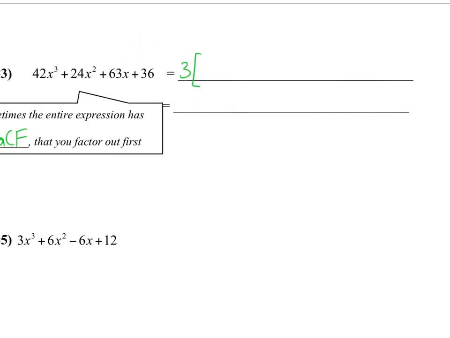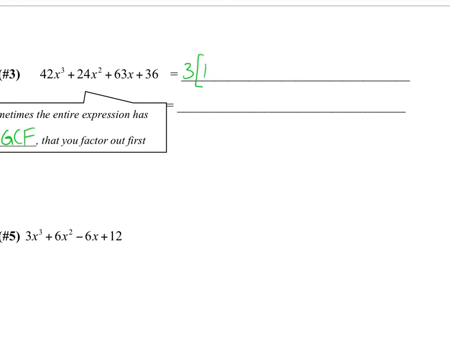If I divide everything by 3 now, I'm going to be left with 14x to the third plus 8x squared plus 21x plus 12. And then I'm going to close my square bracket, okay? So that's pulling out the GCF first. We'll keep the GCF on the outside all the way down, and we're going to put it at the end when we're done, okay?